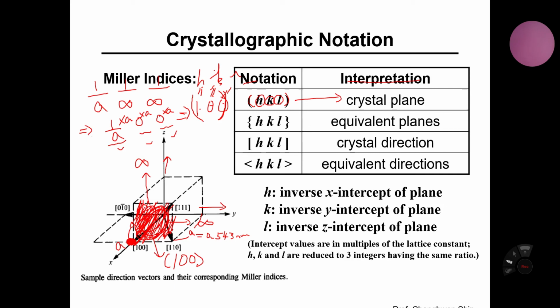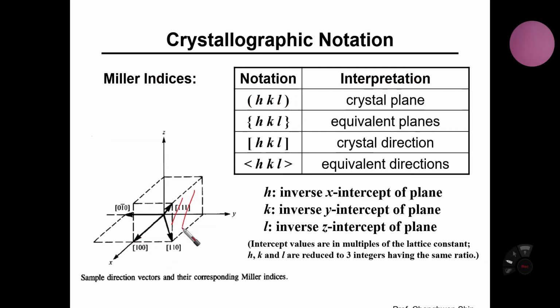For your practice, let's do one more thing. What about this right hand side plane? X-intercept infinity, Y-intercept A, Z-intercept infinity. Take 1 over the numbers that you have, then 0, 1 over A, 0. And we should take an integer, so 0, 1, 0. Now we are talking about the plane, so use small parentheses. Then you can say that this plane is the 0, 1, 0 plane.